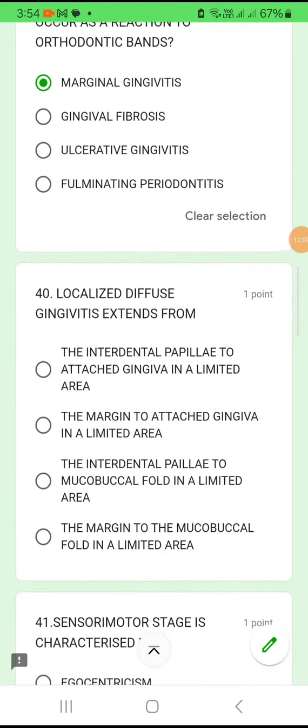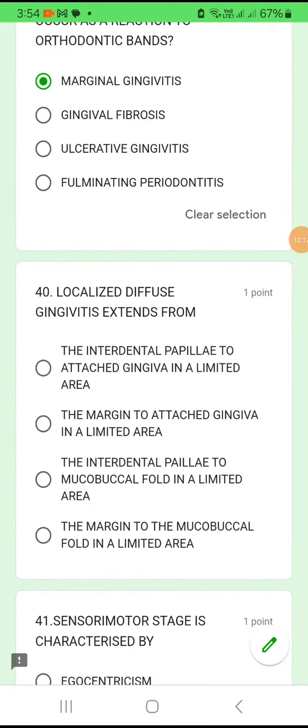Okay, option A. Question number 40. Localized diffuse gingivitis extends from which area? From the interdental papillae to attached gingiva, from the margin to the attached gingiva, from the interdental papillae to the mucobuccal fold area, from the margin to the mucobuccal fold in a limited area. So localized diffuse gingivitis occurs mainly from the interdental papillae to the mucobuccal fold.